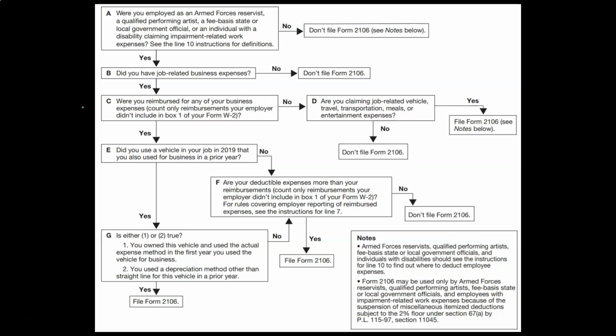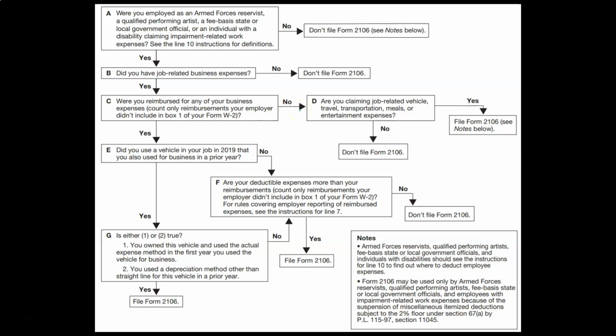So in other words, and this is often the case, especially with armed forces, where they might have expenses, but then the expenses were reimbursed. Well, if the expenses were then reimbursed, then you don't get the deduction for the expenses. So they have to be expenses that were not reimbursed. But remember, count only reimbursements your employer didn't include in box 1 of your Form W-2. So were you reimbursed for any of your business expenses?